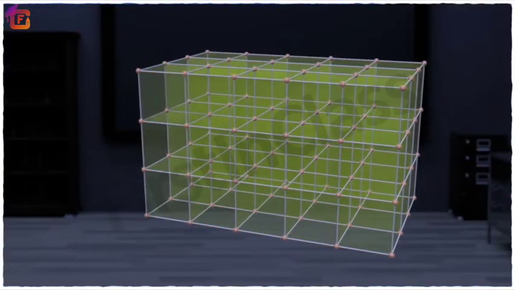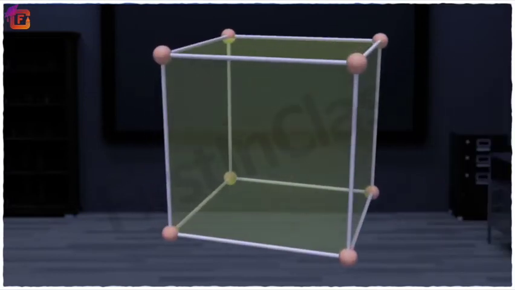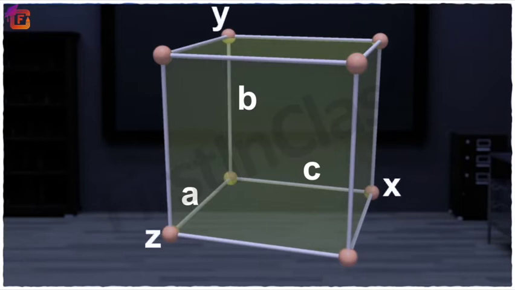A unit cell is categorized by its edges and the angles between the edges. The edges of a unit cell are represented by a, b and c. The three edges may be mutually perpendicular or may not be. The angles between these sides are named alpha, beta and gamma, where alpha is the angle between edge b and edge c. Beta is the angle between edge a and edge c. And finally, gamma is the angle between the edge a and edge b.